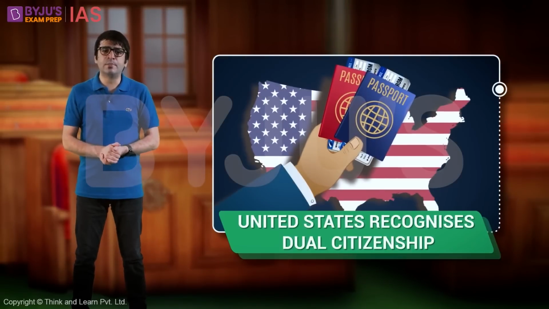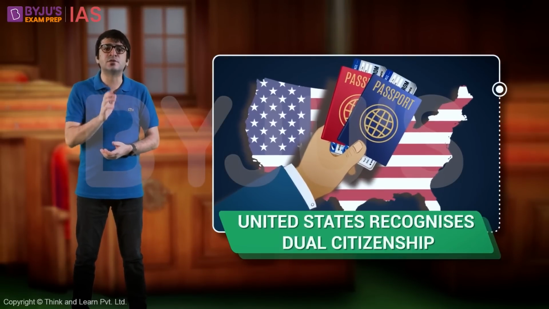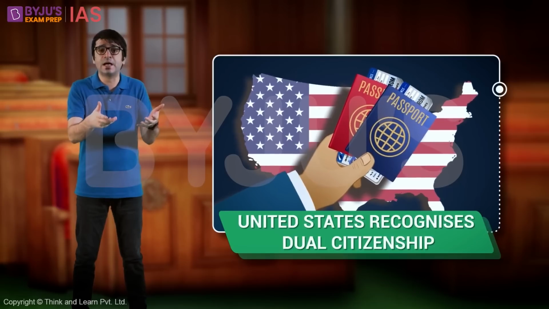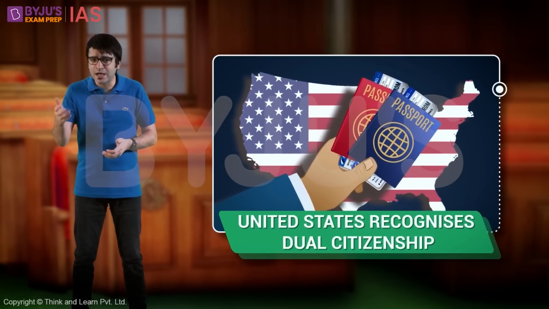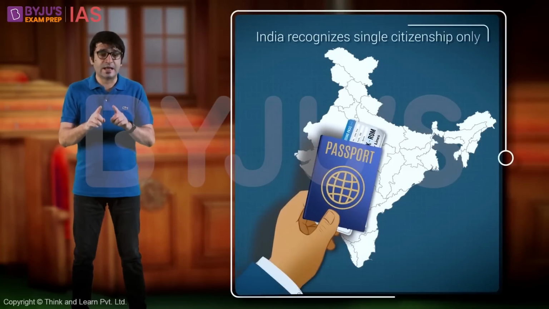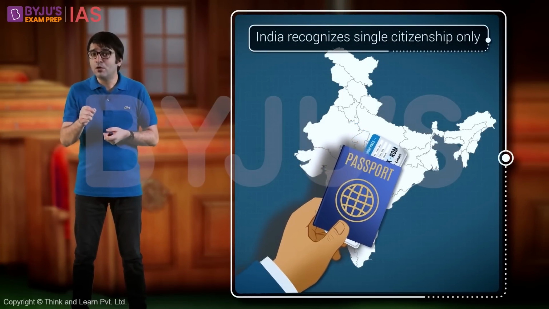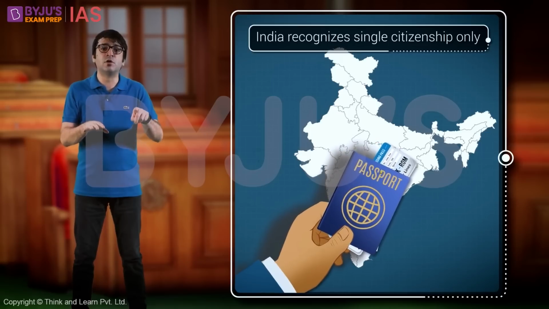The United States, for example, recognizes dual citizenship. So you can be a citizen of the United States and at the same time a citizen of any other country. But India recognizes single citizenship only, which means you can be only a citizen of India and not of any other country. That is why if you voluntarily acquire citizenship of another country, you are no longer a citizen of India.